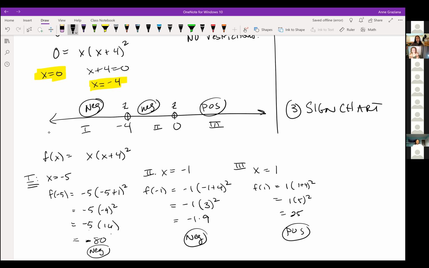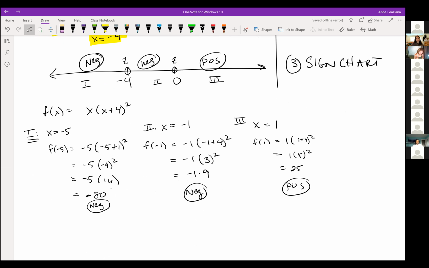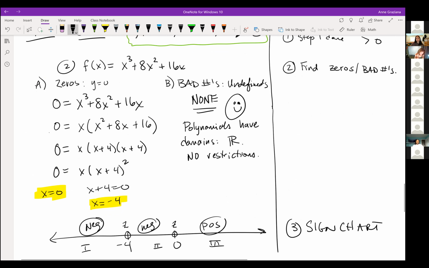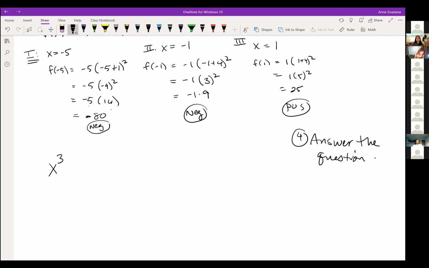What's our last step? Now that we have our sign chart, negative, negative, positive, we answer the question. So we had x cubed plus 8x squared plus 16x, and we want to know when this is greater than 0. So we're going to solve this finally.